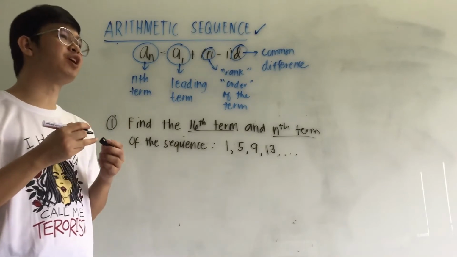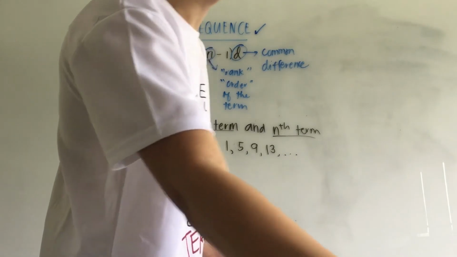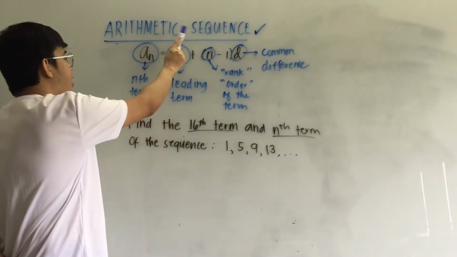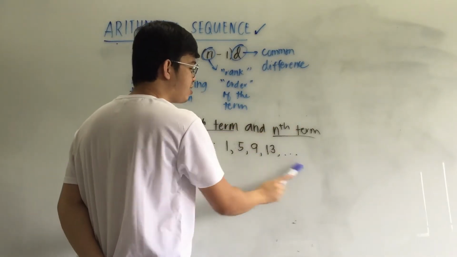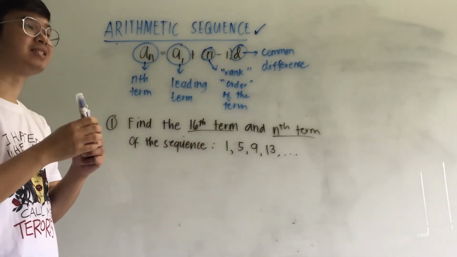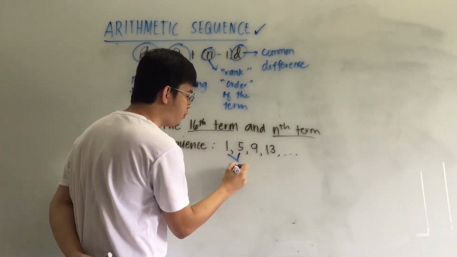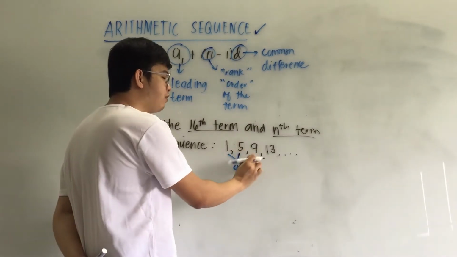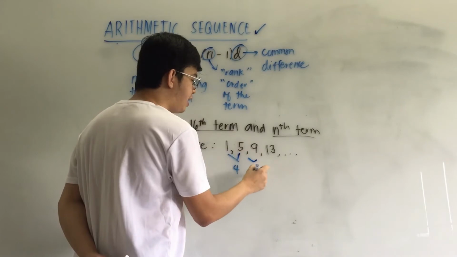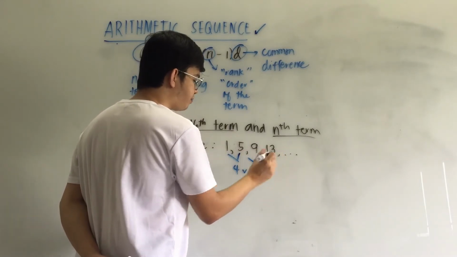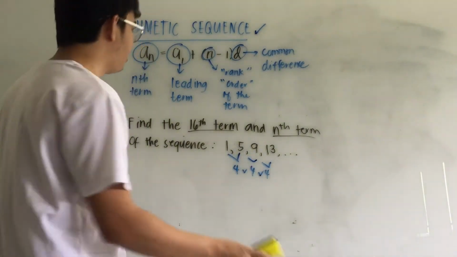The thing here is for you to first find out if that sequence is really arithmetic. How do you do that again? A sequence is arithmetic if and only if it has a common difference. So you just have to look if this has a common difference. You just subtract the previous term. Therefore, 5 minus 1 is 4. All of the gaps, or differences, should be 4. 9 minus 5 is 4, and then 4. Therefore, it's correct. This sequence is really arithmetic.